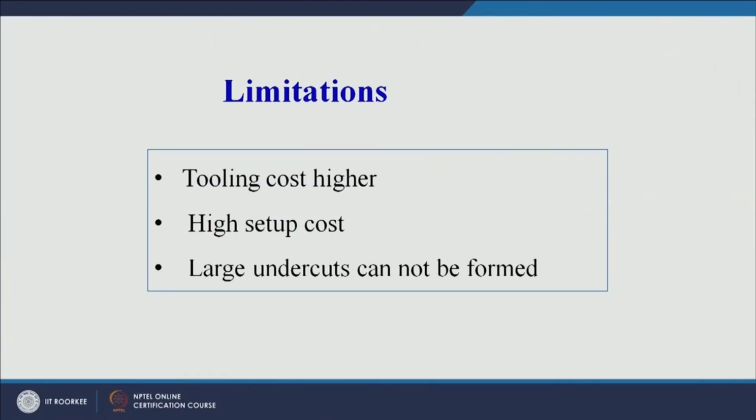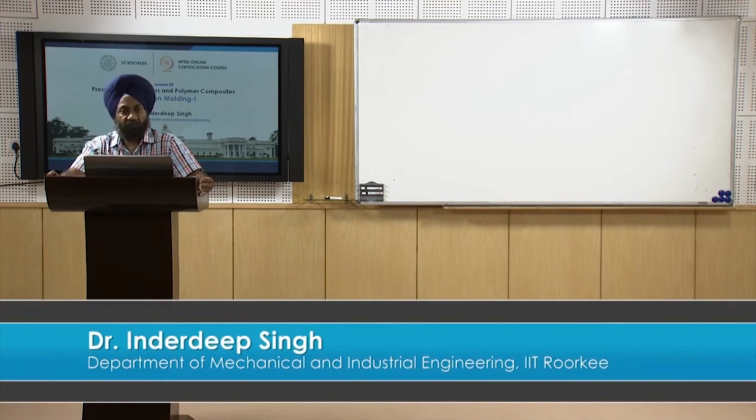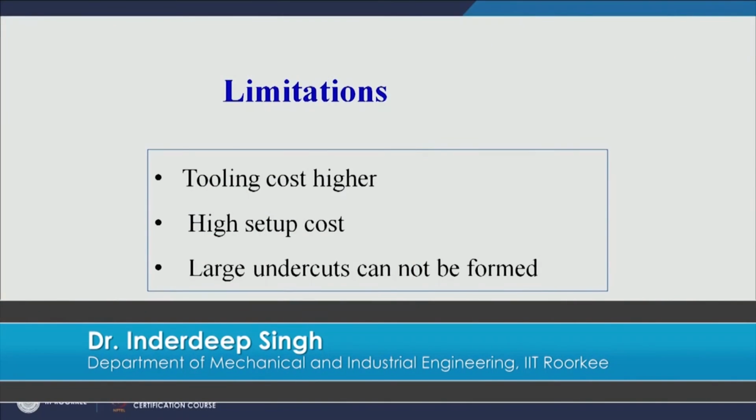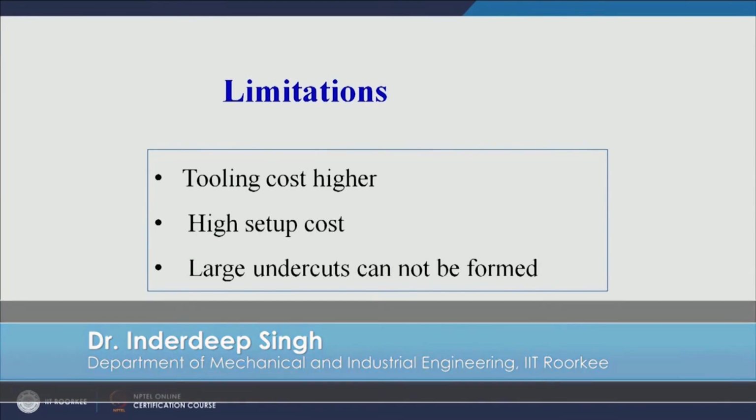What are the limitations now? As I have already told, the mold is the most important part of the injection molding machine, and the fabrication of molds is one of the limitations. So the tooling cost is very high. For example, if we look at the plastic chairs that we use in our day-to-day life, the mold cost of that chair is very large. So the mold is the most important part. Once we are able to fabricate the mold, then the process is fairly simple. Setup cost is also high, and large undercuts cannot be formed.